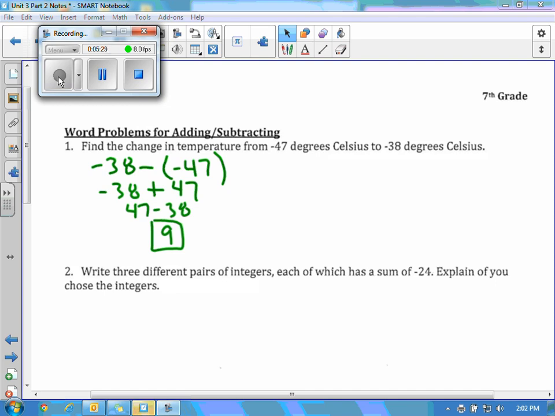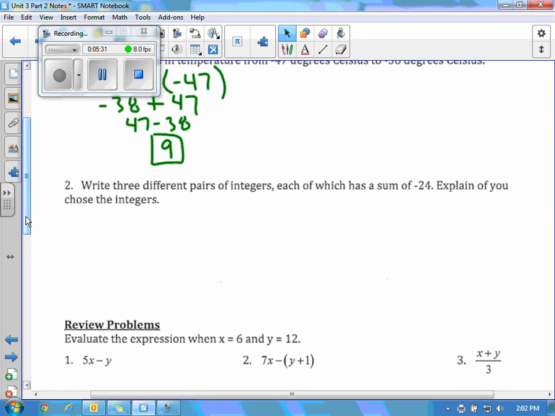For number 2, it says to write 3 different pairs of integers, each of which has a sum of negative 24. Okay, so you're going to write 3 different pairs that add up to negative 24. Right, and it's all got to be addition. So I'll give you one example. One example would be negative 20 plus negative 4. Okay, so I need you to come up with 3 more examples that add up to negative 24.